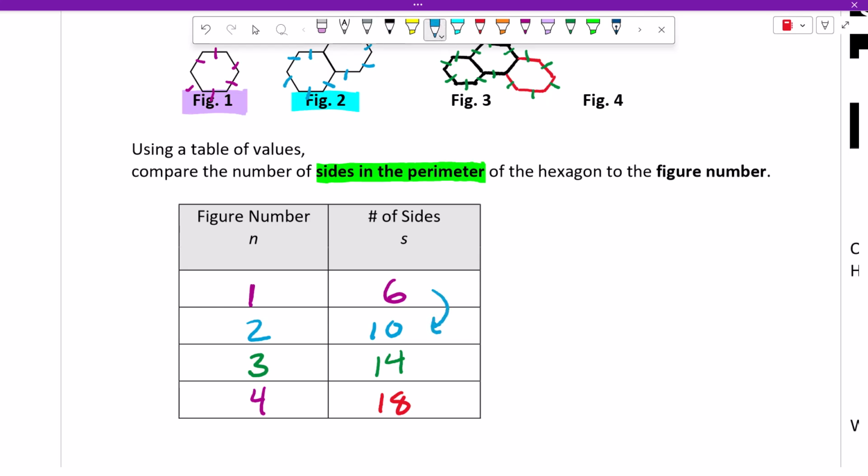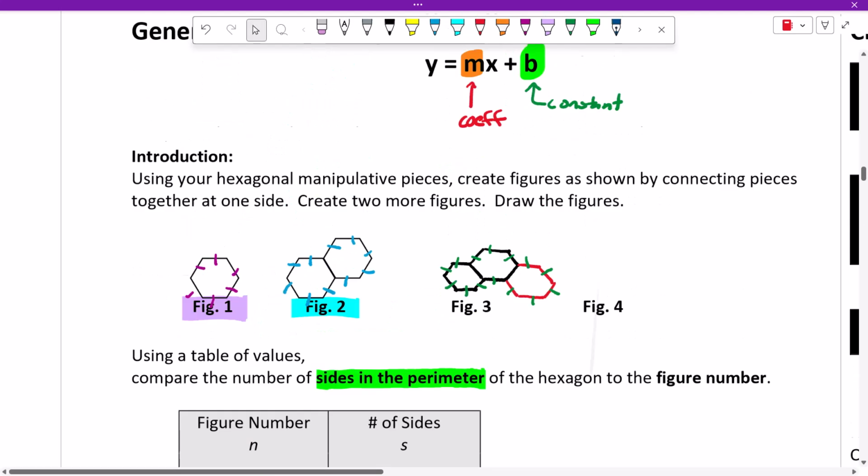So Jacob noticed that, hey, it went up by 4 each time. And he's right. And noticing this pattern in the table gives you the first number in your equation. So this pattern that you see, how much it goes up by, or maybe sometimes it goes down by, that is your coefficient.